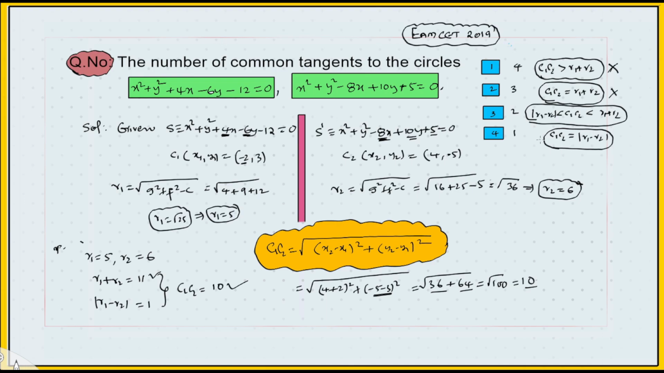Now see the fourth option, C1C2 equals mod R1 minus R2. C1C2 is 10, and mod R1 minus R2, 6 minus 5, is 1. So this one is also wrong. So the fourth option is also wrong. So our third option is the right option. 10 lies between 1 and 11.